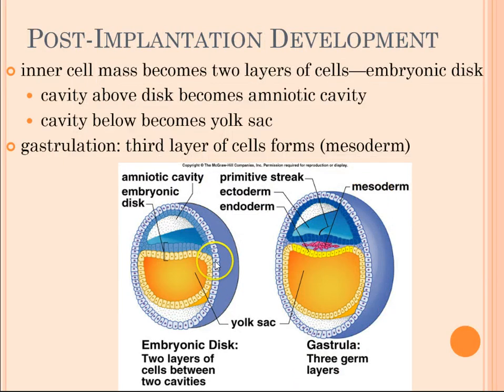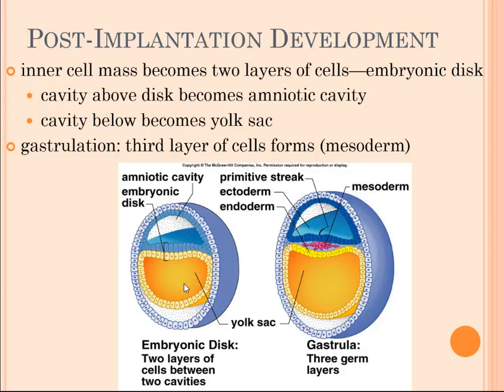Okay, so this inner cell mass is actually going to become 2 layers of cells, and this is because you're going to get this edge here extending out, and then that inner mass is going to start forming its own little ring of cells with a cavity, okay? And so you've got this cavity up here that's going to be the amniotic cavity, and then you have the cavity below here that's going to be the yolk sac. And the next phase after this is going to be gastrulation.